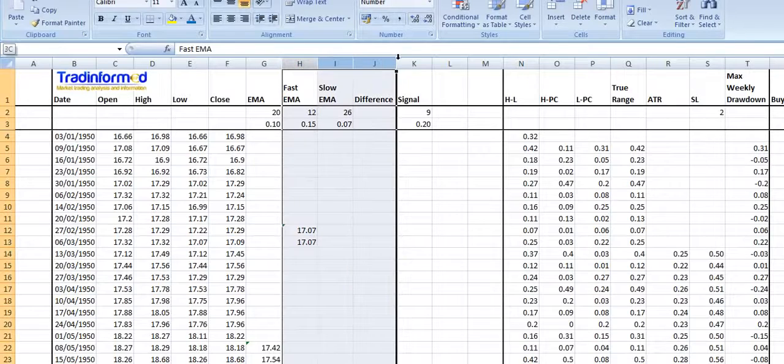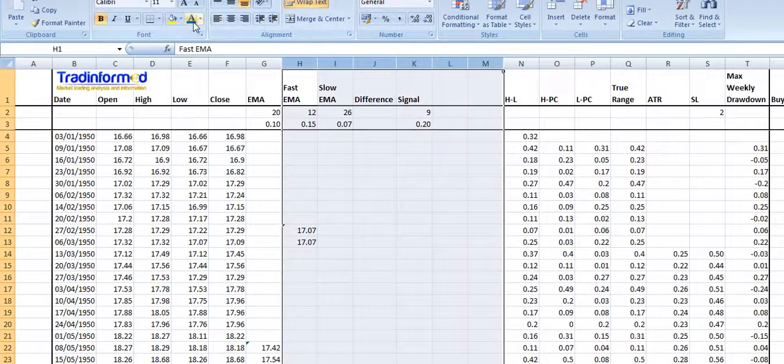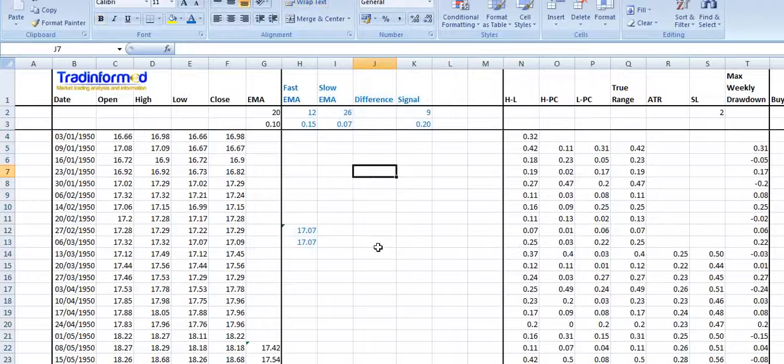I'm going to highlight the new columns in blue so we've got a better contrast between the new and the existing information. And then we can just copy this down to all the cells below by double clicking on the bottom right hand corner of the cell.